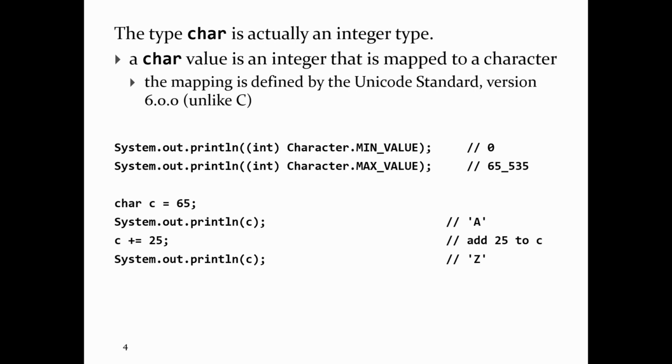So chars are integers. They start at 0 and go up to roughly 65,000. The char number 0 maps to some character or symbol, not necessarily printable. The char number 1 maps to some other symbol, the char number 2 maps to some other symbol, and so on. It turns out the char whose value is 65 maps to the uppercase A.